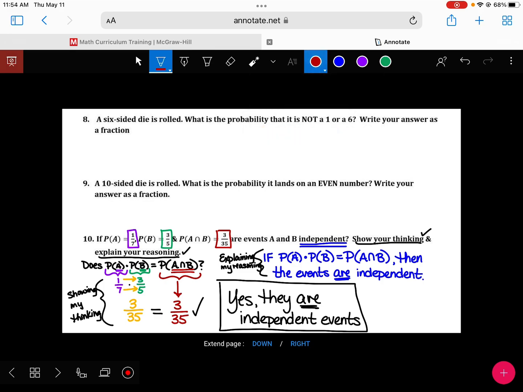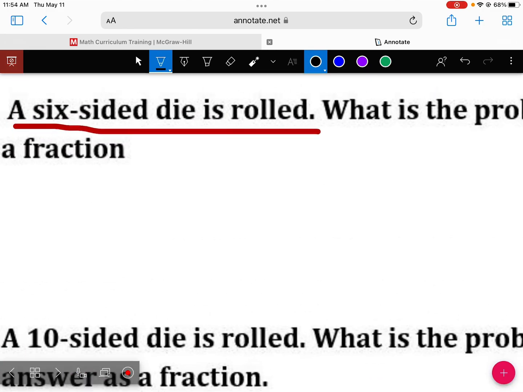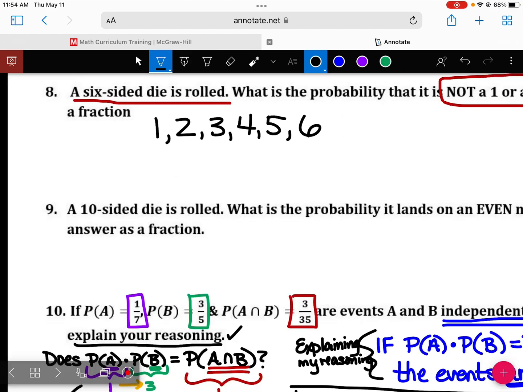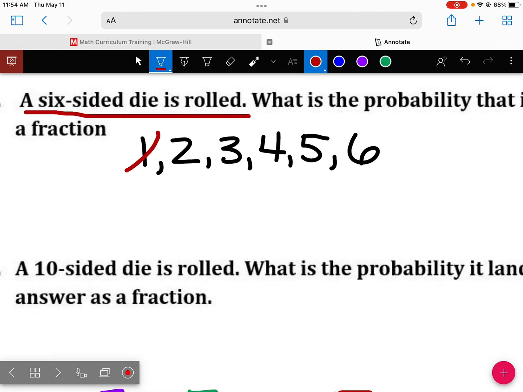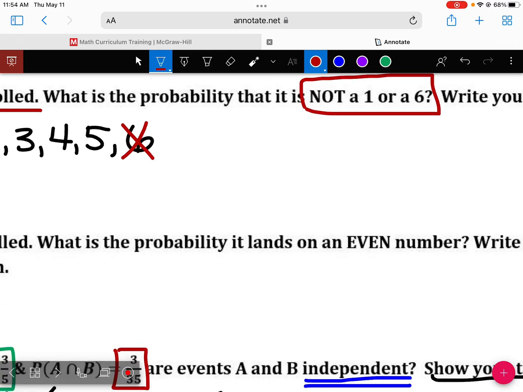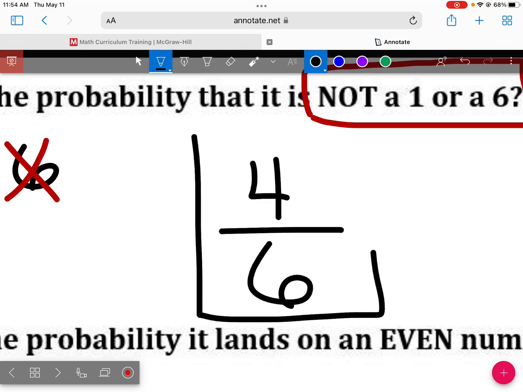Number 8. A 6-sided die is rolled. What's the probability that it is not a 1 or a 6? What are the numbers on a 6-sided die? 1, 2, 3, 4, 5, and 6. And I want it to not be a 1 or a 6. So how many numbers would make me happy? 4 numbers out of how many total possibilities? 6. That's my answer.